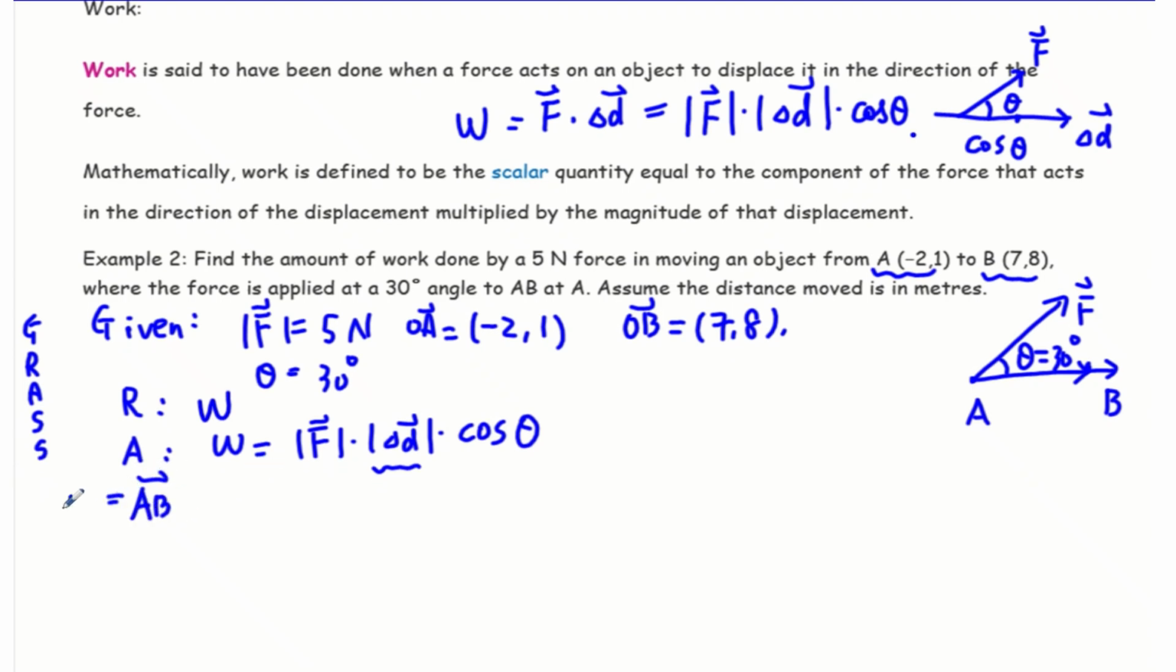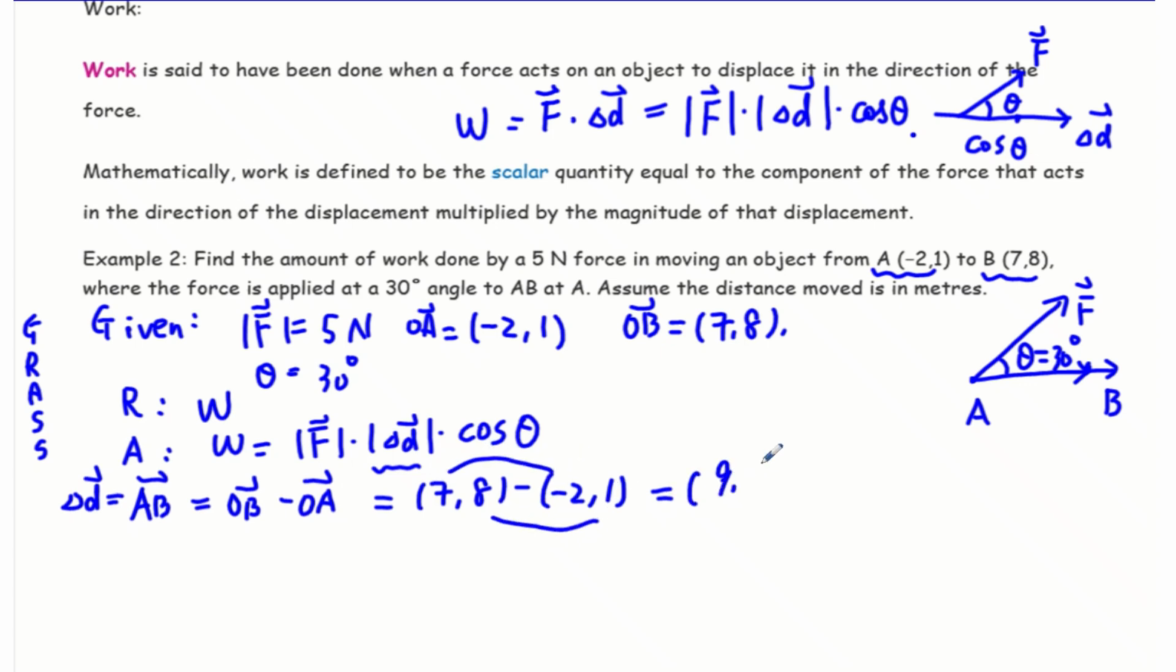Delta D from A to B is OB, the second letter, minus the first letter, with O. So 7, 8 minus negative 2, 1. X minus X, Y minus Y gives us 9 and 7. So the magnitude will be the square root. In 2 dimensions it is just x squared plus y squared. If 3 dimensions, then it will be x squared plus y squared plus z squared. So this one gives us 130.